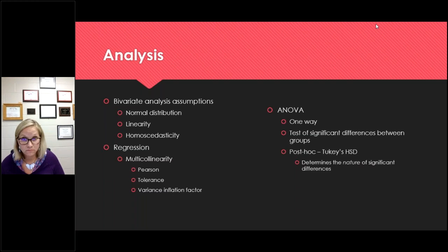The analysis of variance, or ANOVA, was one-way, and that just simply indicates the number of factors that you have in the analysis. So there was only one independent variable. ANOVA is a test of significant differences between groups. Unfortunately, ANOVA alone does not tell you the nature of differences. And so I did post hoc analysis with Tukey's honestly significant difference, and that gave me the nature of differences, which was important in my findings.